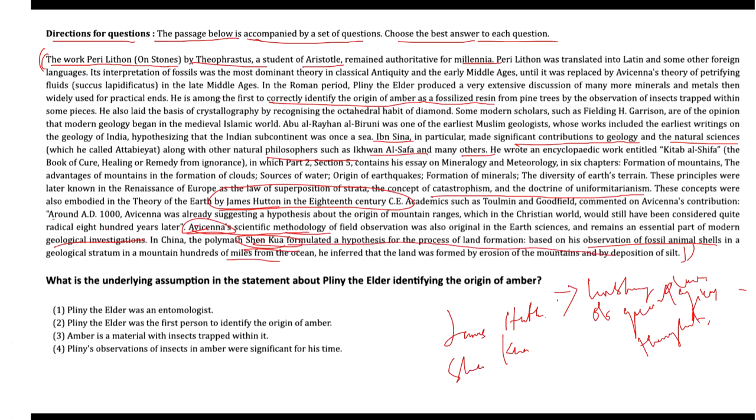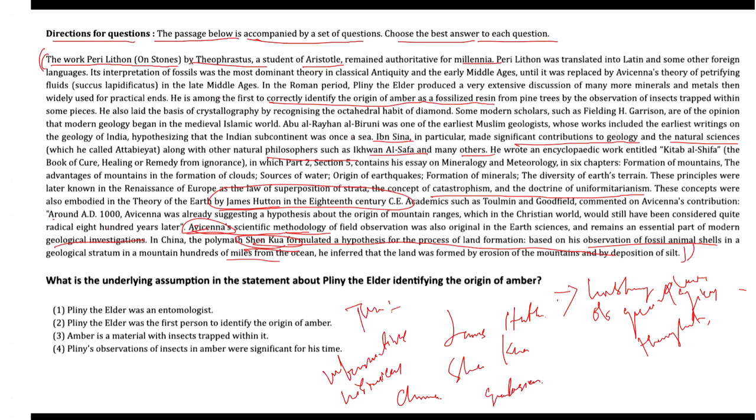So if I talk about the tone of the text, what is that? The tone of the text is informative and historical, presenting a chronological account of key developments in geological thought. The text accepts the contributions of various scholars across different periods and regions.